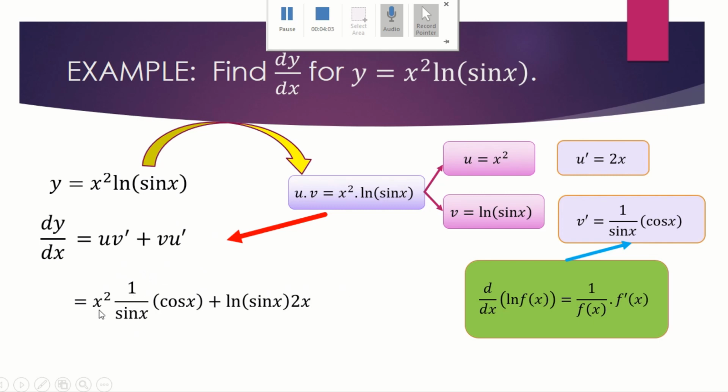Thus, we get dy dx is equal to x squared times 1 over sin x times cos x, which is the v prime, coming from here, plus ln sin x, which is v, times 2x, which is u prime. So, towards the end, if you look here, cos x over sin x is equal to cotangent x. And lastly, we get dy dx is equal to x squared cotangent x plus 2x multiplied with ln sin x. That's all for today.